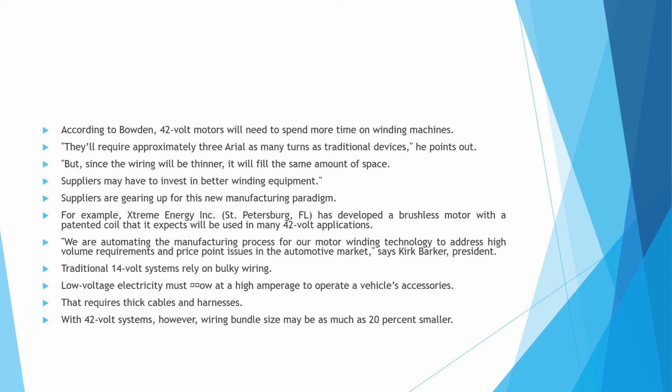The traditional 14-volt system relies on bulky wiring. The low voltage electricity must flow at a high amperage to operate a vehicle's accessories, and that requires thick cable and harnesses. With the 42-volt system, however, the wiring bundle size may be as much as 20% smaller.